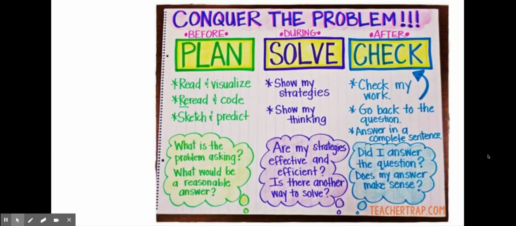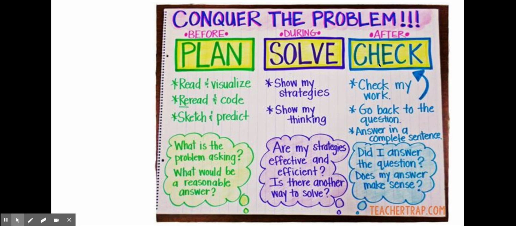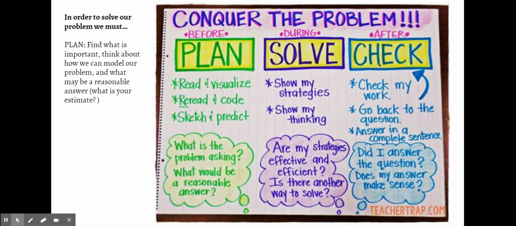So I know that we've seen this anchor chart before. We are always going to remember to think about planning first, then we can worry about solving, and always finishing with a check to make sure that we got a reasonable answer. So when we plan, we find out the important information, we think about the model that we can use, and what should be a reasonable answer based on the estimate that we find. And sometimes we need to visualize when we read, we can sketch, we can predict with the estimating. Then we can go into our solve.